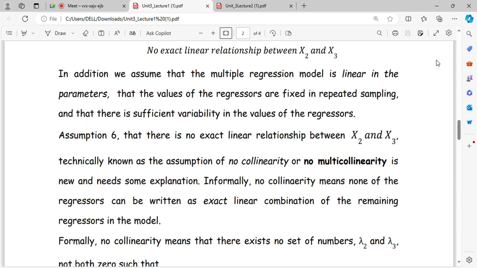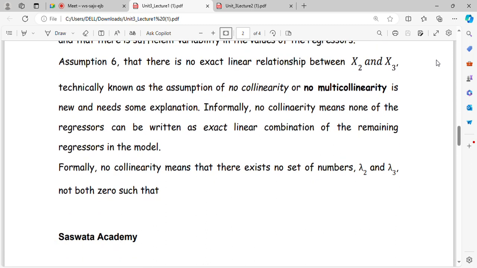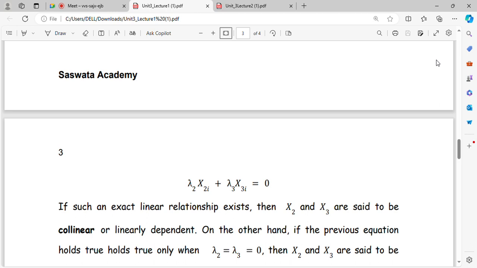Assumption 6, that there is no exact linear relationship between x2 and x3, technically known as the assumption of no collinearity or no multicollinearity, is new and needs some explanation. Informally, no collinearity means none of the regressors can be written as an exact linear combination of the remaining regressors in the model. Formally, no collinearity means that there exists no set of numbers lambda 2 and lambda 3, not both 0, such that this condition holds. If such an exact linear relationship exists, then x2 and x3 are said to be collinear or linearly dependent.